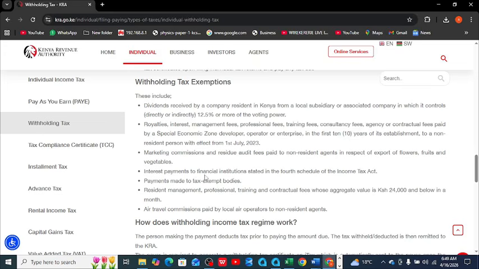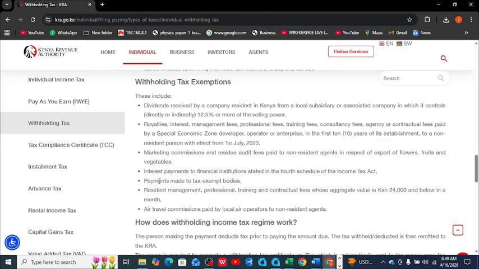Then interest paid to financial institutions stated in the 4th schedule of the Income Tax Act. Under the 4th schedule of the Income Tax Act, there are some financial institutions which are exempt from withholding tax for the interest which they pay. So you need to visit that schedule or request assistance to navigate through that schedule.